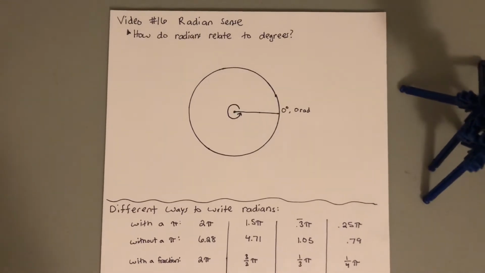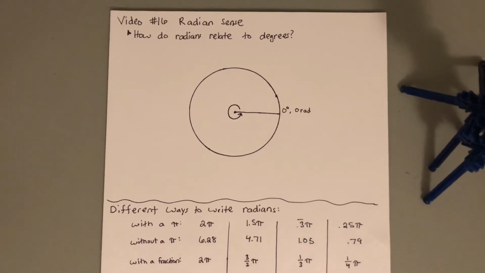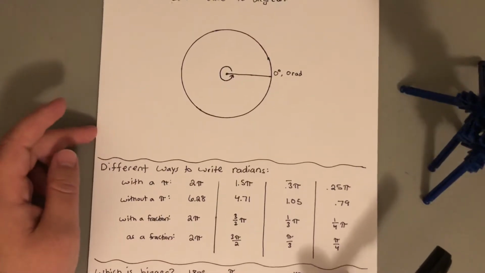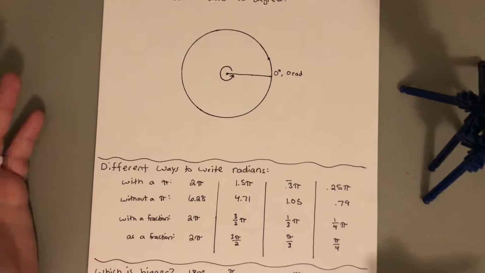Now, in this video, we're going to talk about how they relate to degrees, so we get a sense of how much each radian is. For example, we can pretty well picture what a 90-degree angle looks like because we're so used to talking about degrees. But radians are a new thing, so we're going to get a sense of what radians actually look like in a circle and how they relate to degrees. We're actually going to start down here and talk about different ways that we might see the radian measures written.